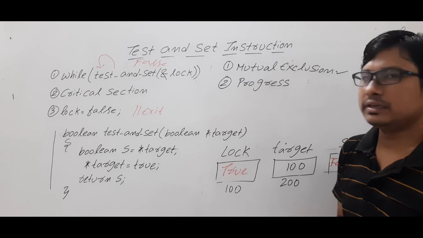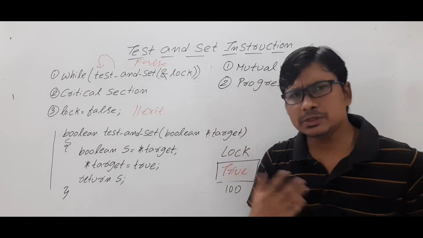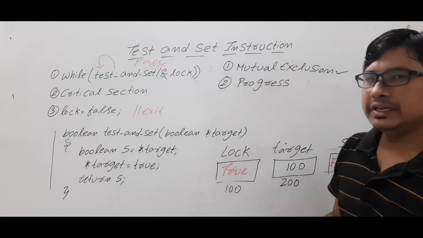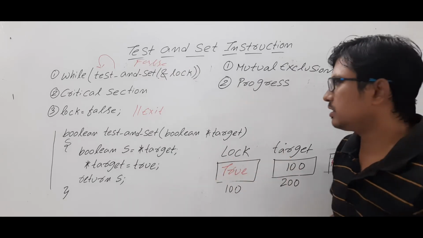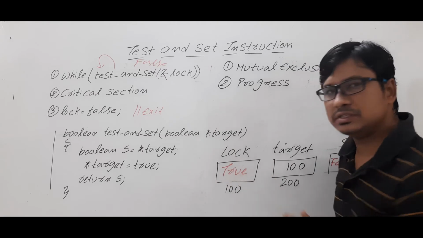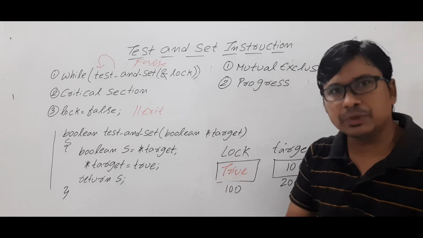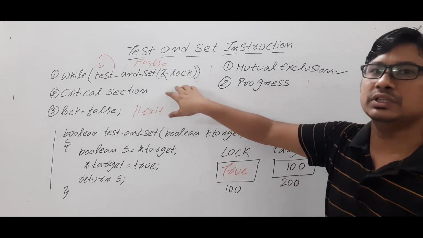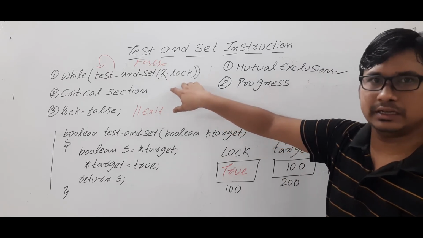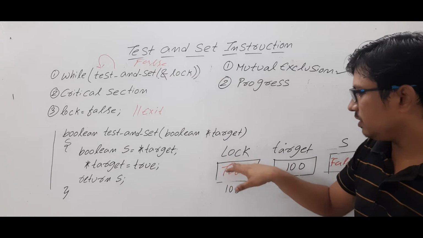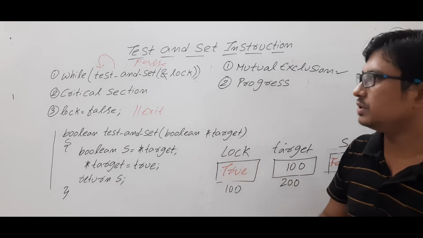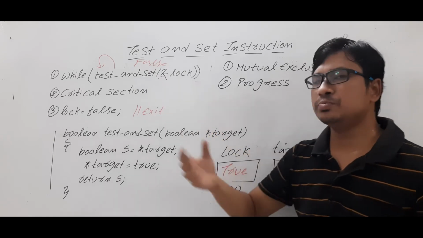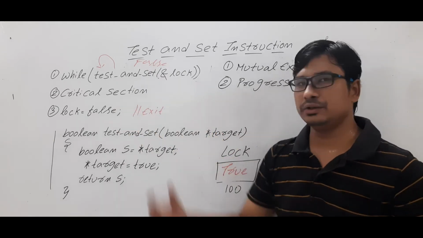Now look here. When process P1 is not entering into the critical section, it means the lock value will be false. Are you able to understand? The initial value of lock is false. If process P1 does not want to enter into the critical section, then it will not execute the entry section. Am I right or wrong? So if process P1 is not executing and process P2 wants to enter into the critical section, process P2 can successfully enter into the critical section.